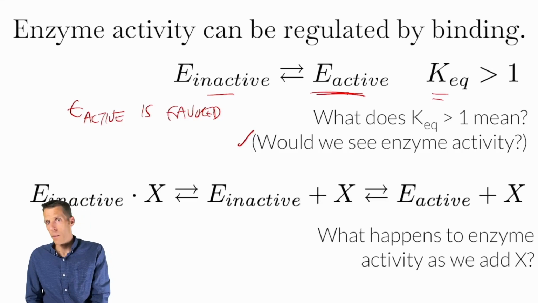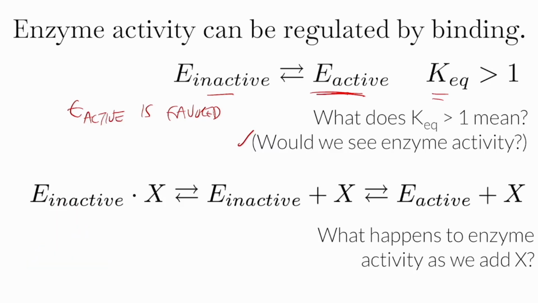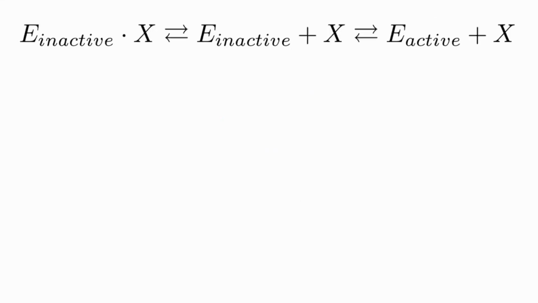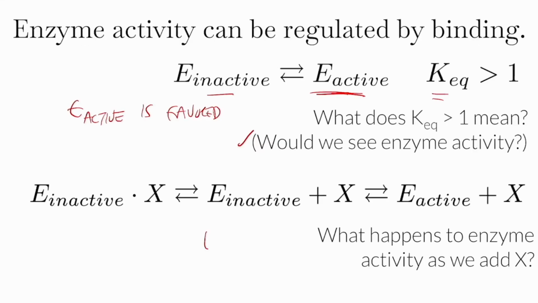Okay, now we're drawing an equilibrium, and in that equilibrium, what we have is something like this, where E inactive is bound to X, E inactive with X here, E active with X here. So what's going to happen to the enzyme activity we see as we add X? Again, this is a good chance to pause and think about it. What happens to enzyme activity as we add X? All right, I'm assuming that you came out of your pause, and the answer is that we are going to lose activity. The addition of X is going to lower the activity of the system.